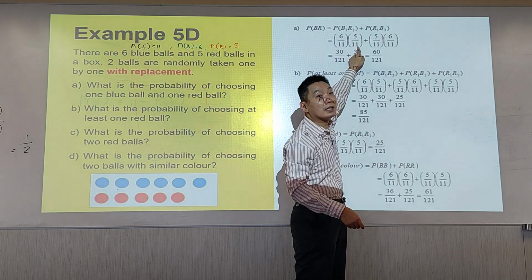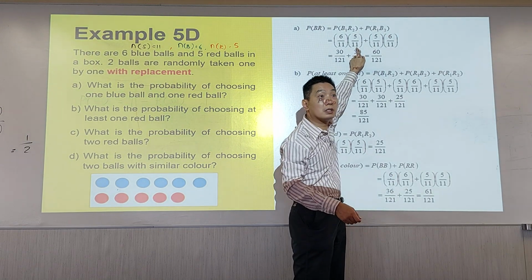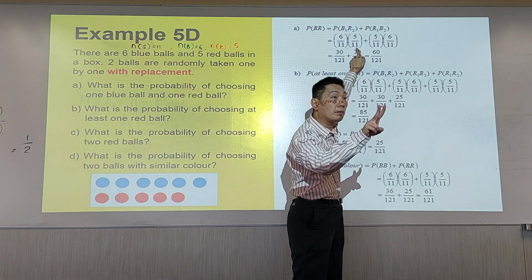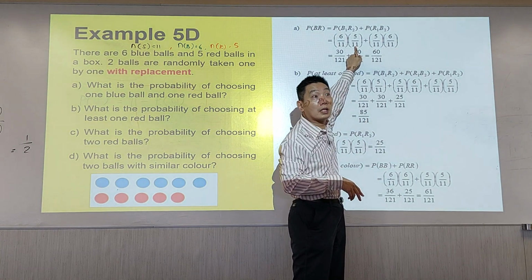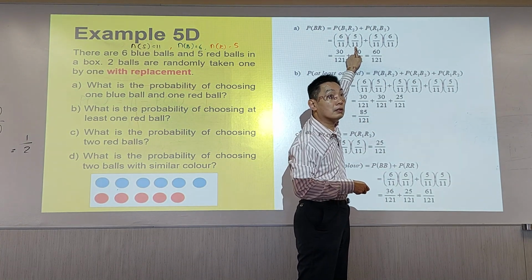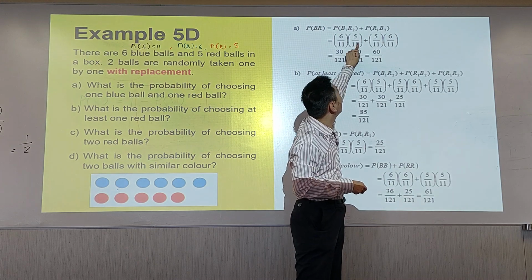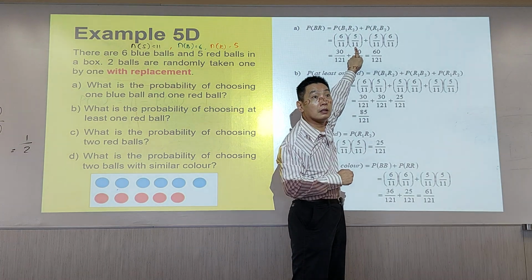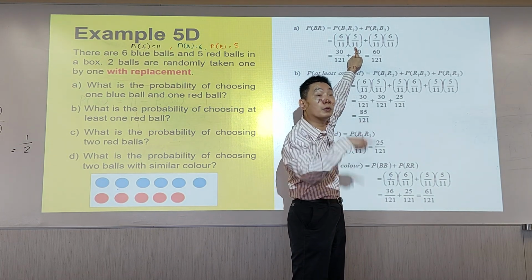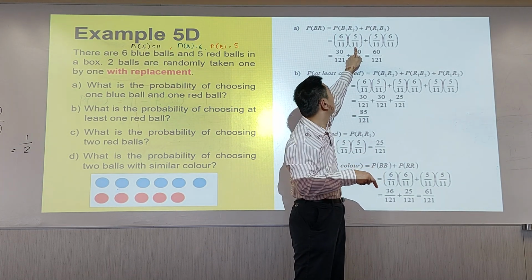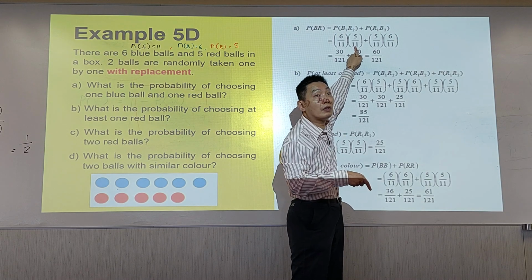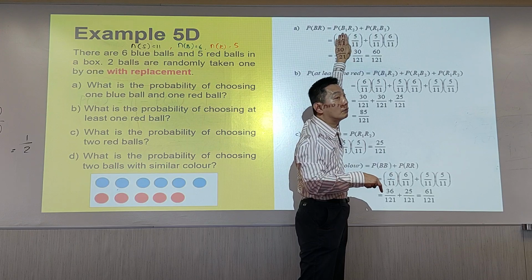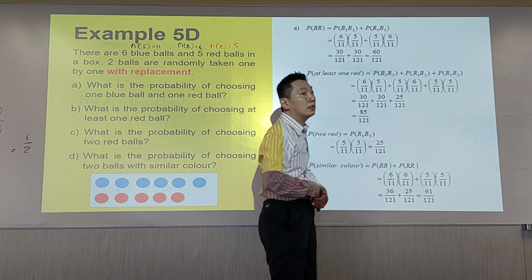Why is it still 11, you may ask? How come the second ball is still 11? Because after choosing the first ball, you return the ball, right? So when you choose the second ball, the total number of balls inside the box is still 11. This is the denominator. Remember, because after choosing the first ball, we return the ball inside the box. So what is the probability of choosing the second ball is red color? Answer is 5 over 11.